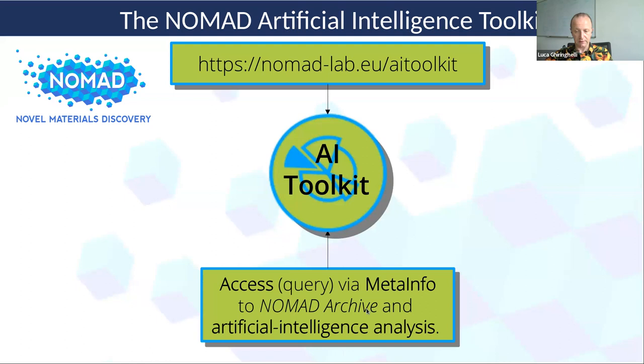Meta-info is the name we give to our metadata schema that we have implemented in the NOMAD archive in order to categorize and fairify the data, so make them FAIR. And I will say something about this meta-info in a few slides towards the end of this lecture.